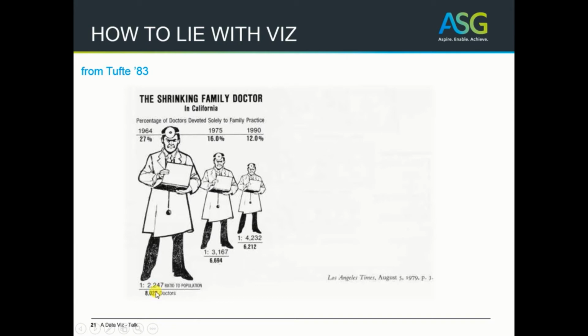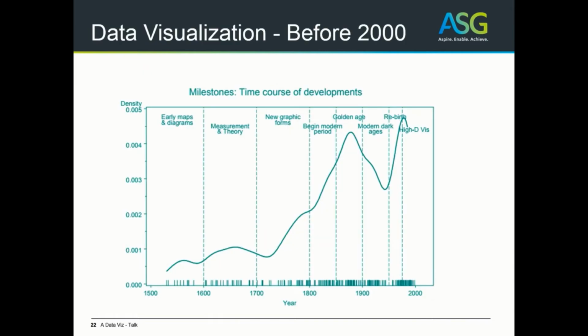So it's very important, yeah. So 1 is to 2,247 is a ratio to the population, and that's very important as well. So let's move to the next point.